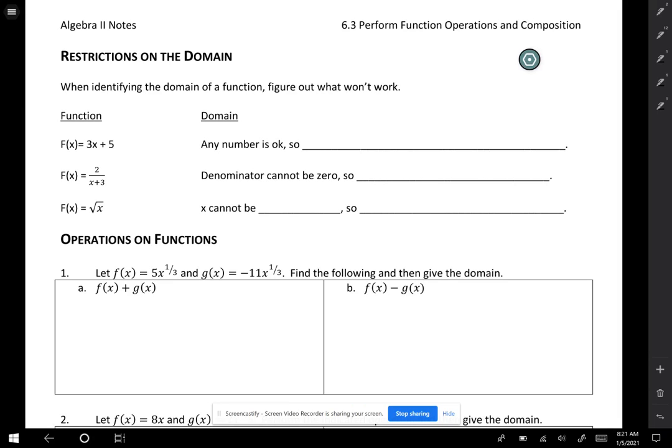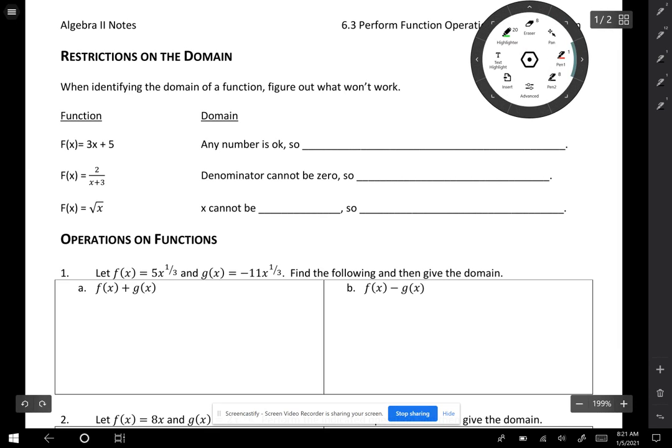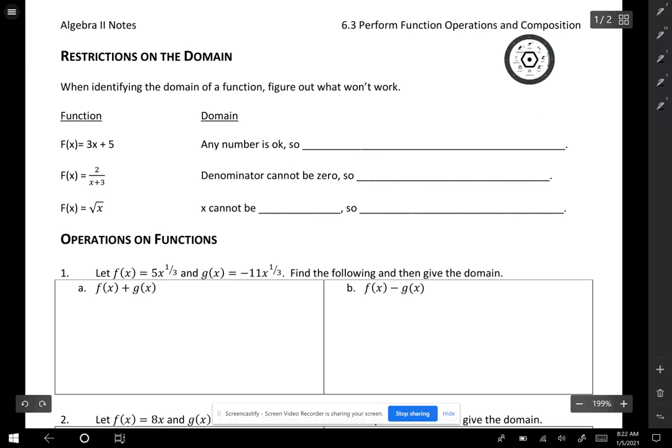Hello, class. Today we're going to work on 6.3 notes, performing function operations and composition. First, we're going to look at what x can and can't be, which is the domain of a function. So when you do this, you want to think about, is there any numbers that x cannot be?